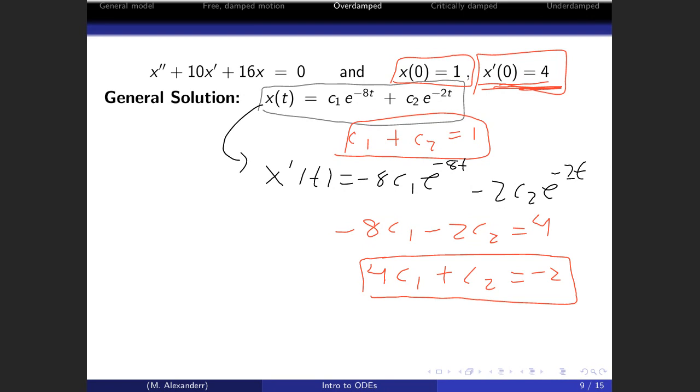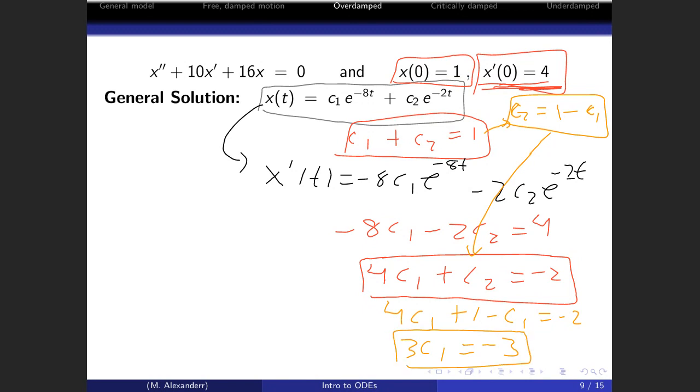And so what I'm going to do is I'm going to use the first equation. From the first equation, I get that C2 is equal to 1 minus C1. And now I'm going to plug that information into my second equation. And so that tells us that 4C1 plus 1 minus C1 is equal to negative 2. All right, so now the C1s turn out to be 3C1, and then this is going to be equal to negative 3. So from this very bottom line, I go up, and then I get that C1 is equal to what? C1 is equal to the value negative 1.